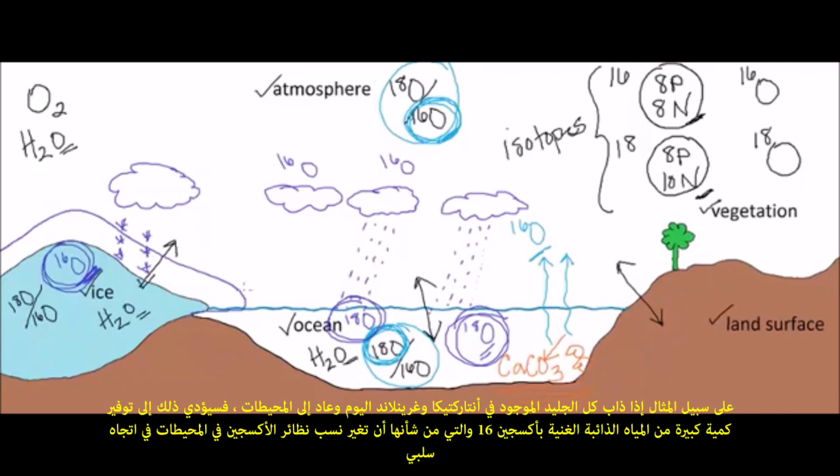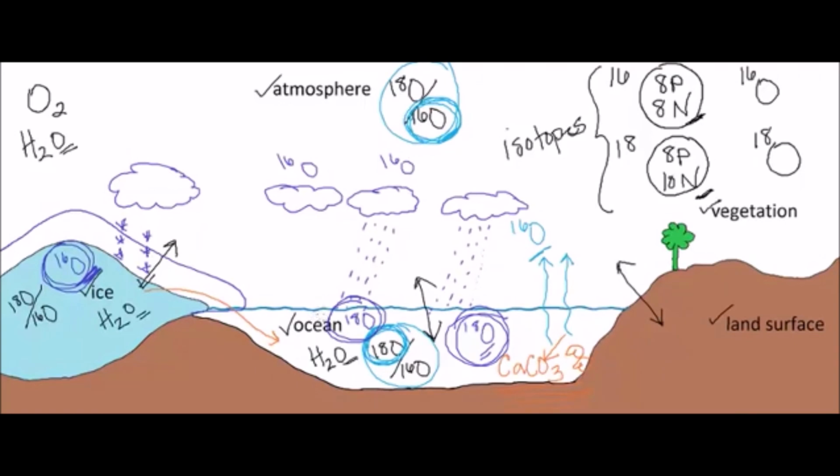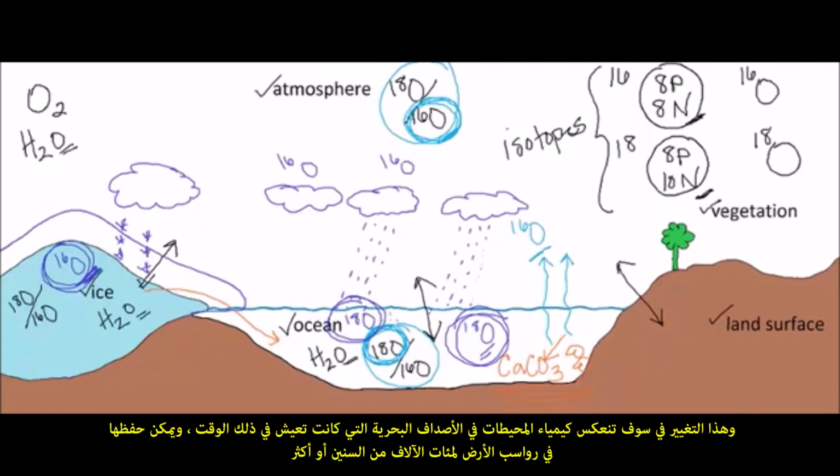For example, if all the ice present on Antarctica and Greenland today melted and it flowed back into the oceans, it would deliver a large volume of O16-rich meltwater that would shift the ocean's average oxygen isotope ratios in a negative direction. This change in ocean chemistry would be reflected in the marine shells living at that time, and potentially preserved in the Earth's sediments for hundreds of thousands of years or more.